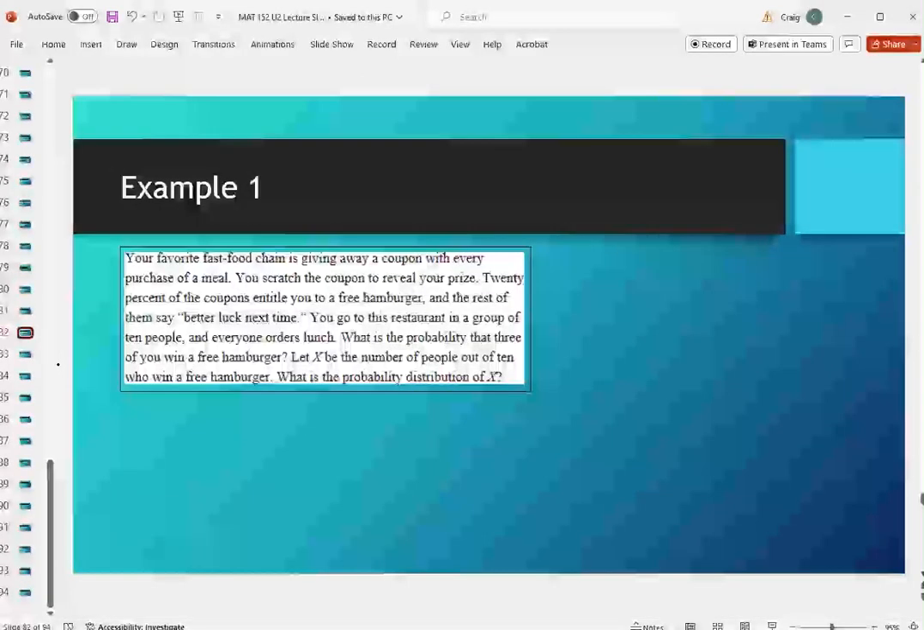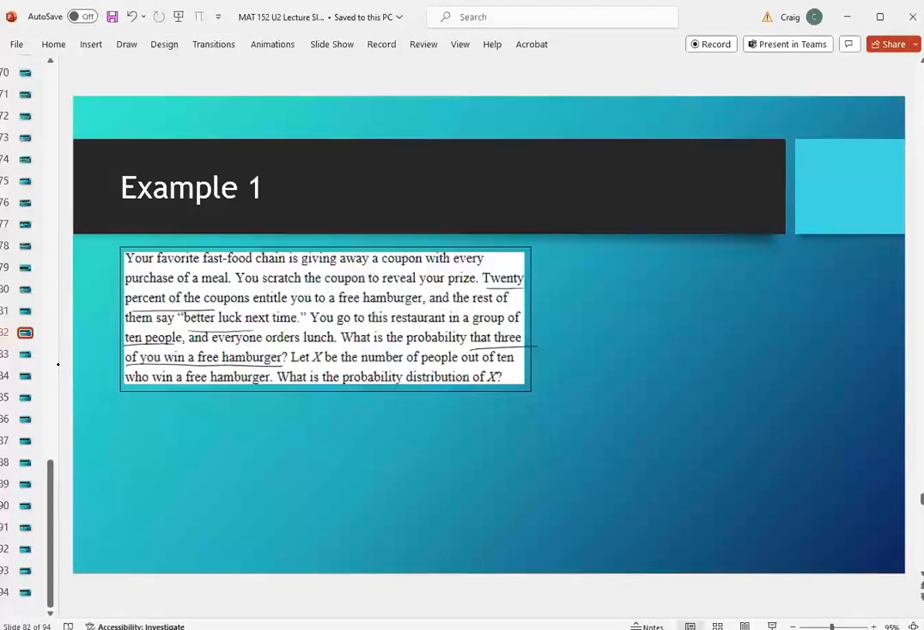So let's take a look at this example. We're going to start with this example and then talk about how to solve it. Our favorite fast food chain is giving away a coupon with every purchase of a meal. You scratch the coupon, reveal your prize. 20% of the coupons entitle you to a free hamburger, and the rest of them say, better luck next time. So you've got a 20% chance of winning, 80% chance of losing. You go to this restaurant with a group of 10 people, and everybody gets their food. What's the probability that 3 of you win a free hamburger?